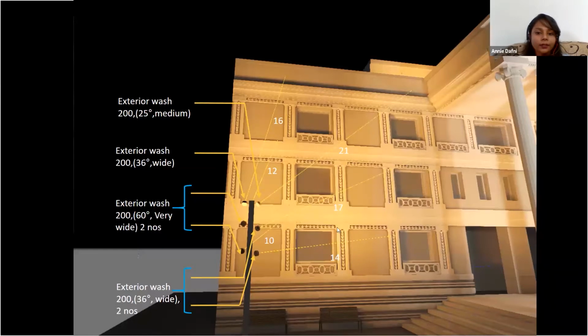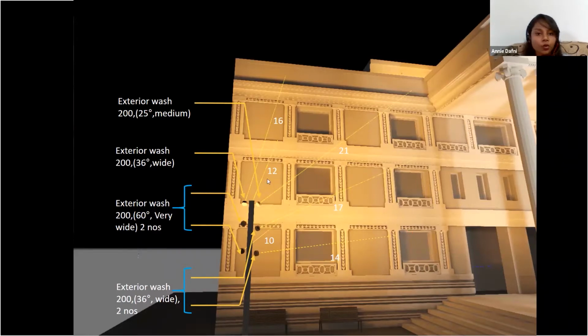To the left side of the wall, I've used the exterior wash 200s with a very wide beam angle to get a good spread. And in the right portion of the wall, the lower right portion of the wall, the throw distance is much larger, so I've used a wide beam.